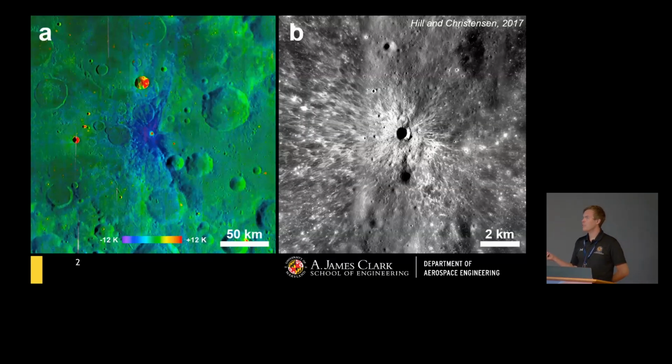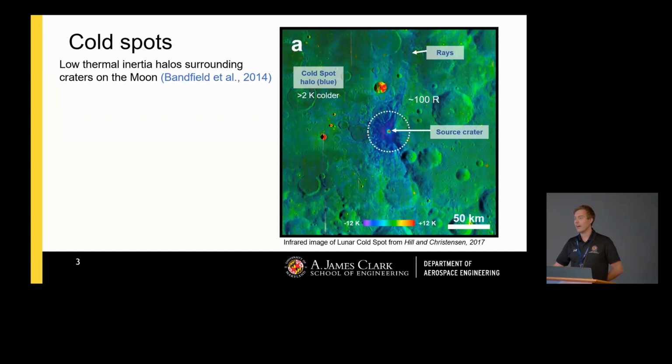So if you were to look at a fresh crater on the moon in the visible spectrum, that's what you'd see maybe on the right. But if you look at that same crater and you zoom out and you look at it in infrared at nighttime, you'd see something like the left picture, and that blue splotch is a cold spot. So cold spots are these low thermal inertia halos that surround young craters on the moon.